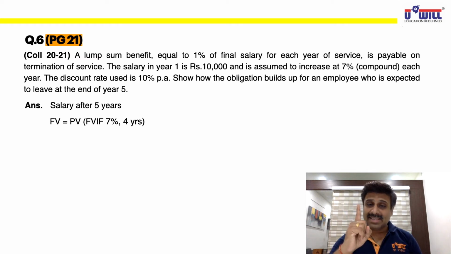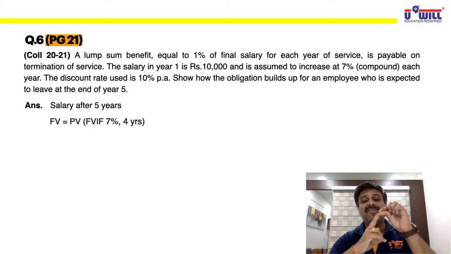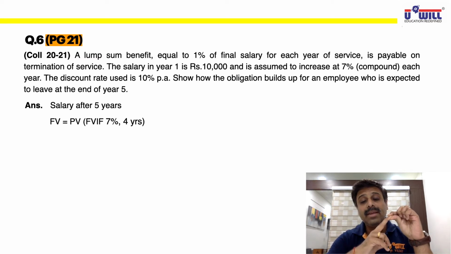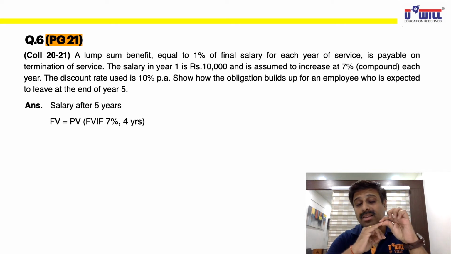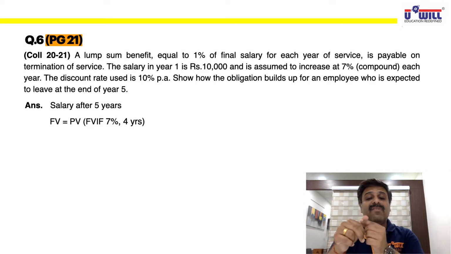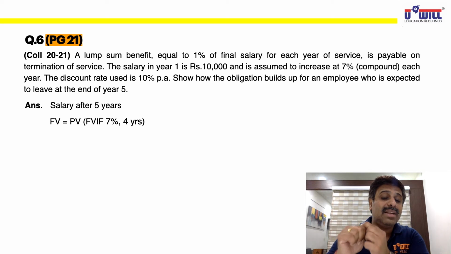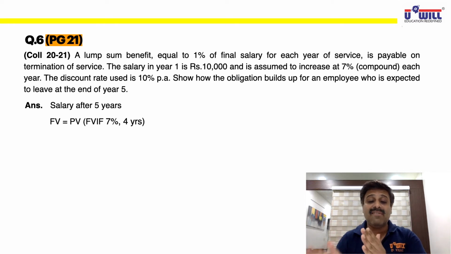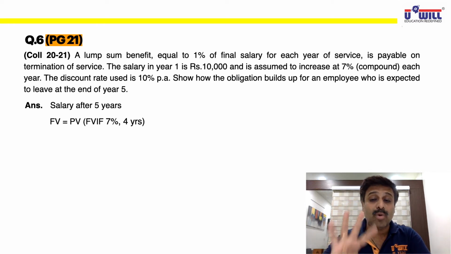Year 1 your salary is 10,000. Year 2 will be the first year when you will get increment. Year 3 will be the second year when you will get increment. Year 4 will be the third year when you will get increment. Year 5 will be the fourth year when you will get increment. In short, 7% rise will take place only 4 times.